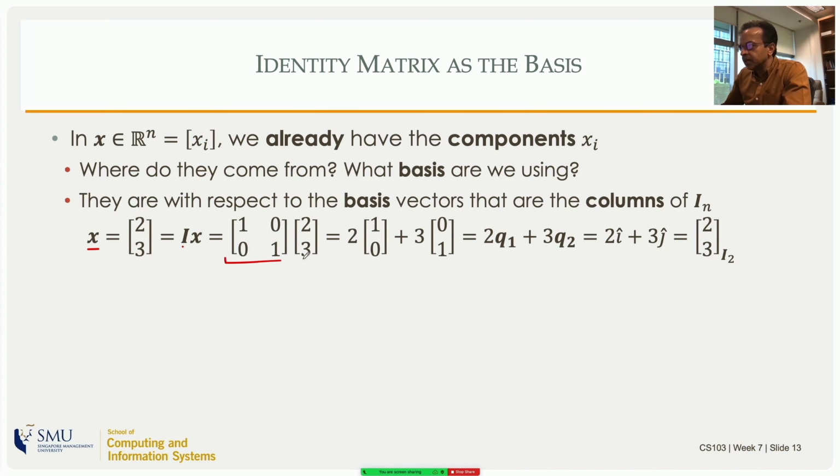But we can also look at this multiplication as a linear combination of the columns of the identity matrix. First column 1, 0, second column 0, 1. That is the column picture of matrix multiplication. So it is 2 of the first column plus 3 of the second column.